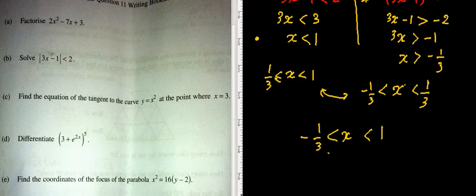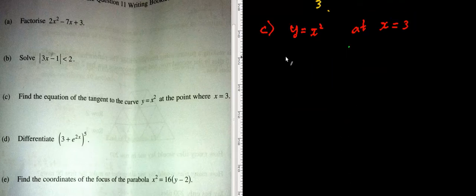Alright, part C. Find the equation of the tangent to y equals x squared at x equals 3. So that's what we need to do. Any tangent question, straight away jump into it and differentiate. So I will get y dash is equal to 2x, and that will give me my gradient.